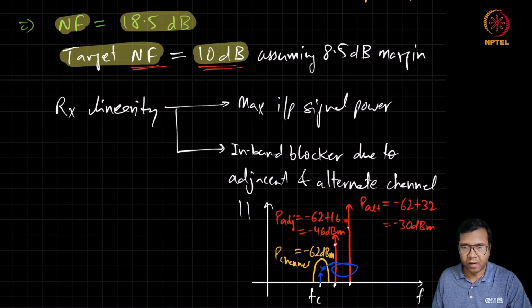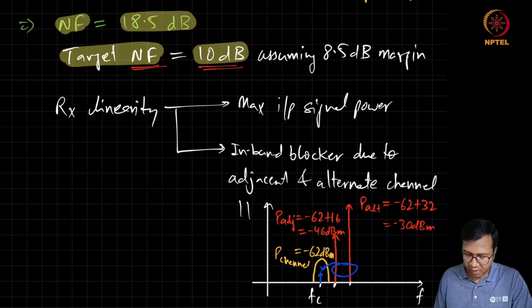So these in-band blockers have to be handled by the front end, and only before the digitization it is going to be filtered by the channel select filter. So now we need to look at what should be the IIP3 of the receiver so as to make sure this IM3 component, because of this intermodulation, is much below the noise floor in the channel. So let us look at both of these aspects and find what should be the linearity for the receiver.